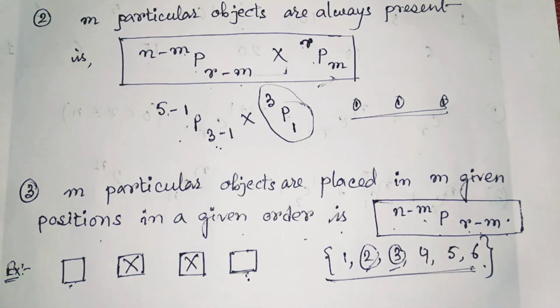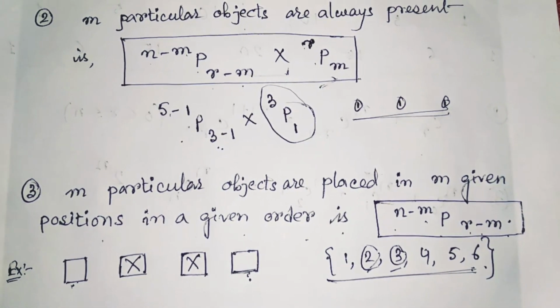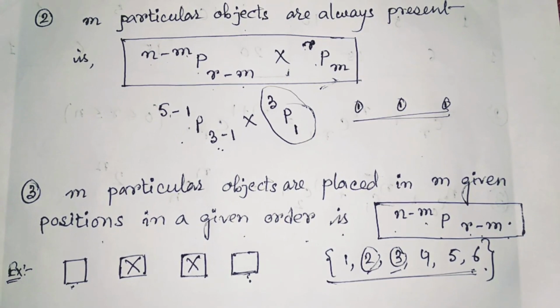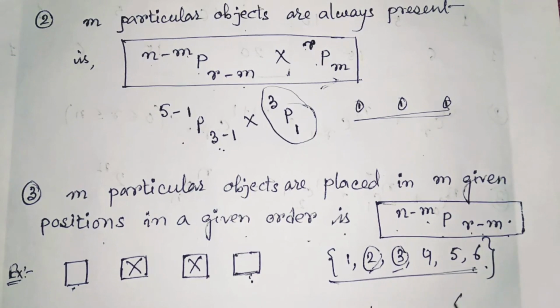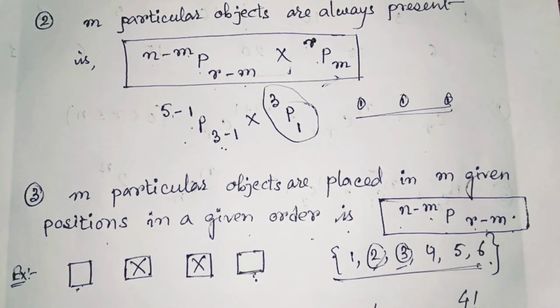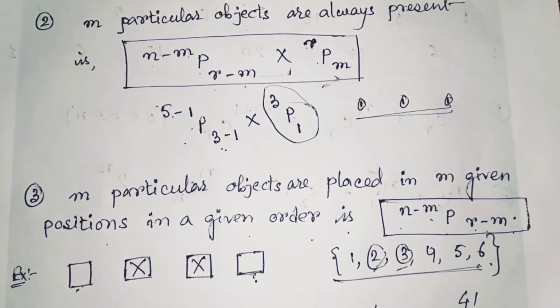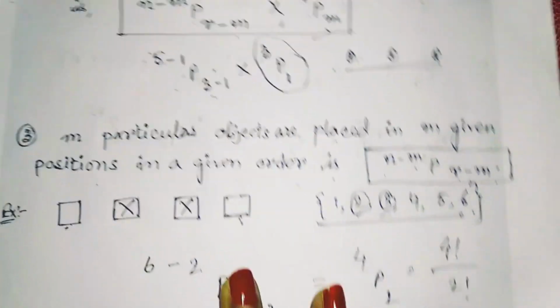So out of these 4, any 2 we can select and set up. According to the formula, it is (6 minus 2)P(4 minus 2). This is the total number of permutations, which is 4P2, or 4 factorial divided by 2 factorial. That is 4 times 3, that is 12.